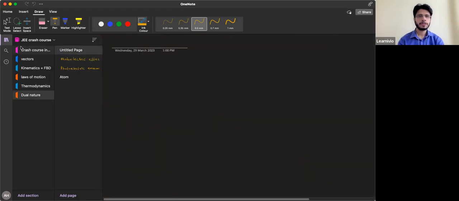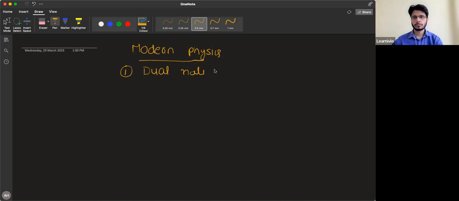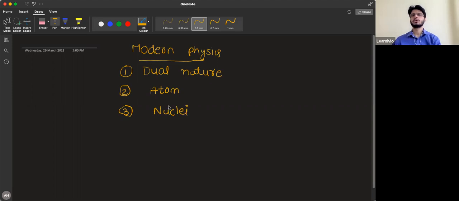So before starting anything, let's start with the basics of photon. So I'm starting modern physics. In modern physics, you have 3 chapters. First is dual nature. Second is atom. And third is nuclear. So we'll start with dual nature.